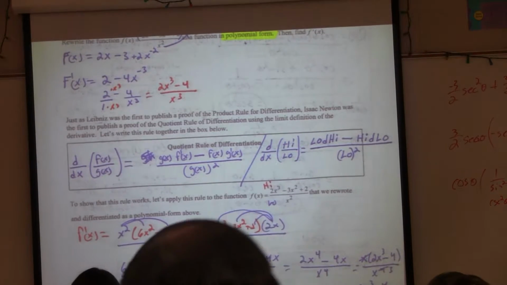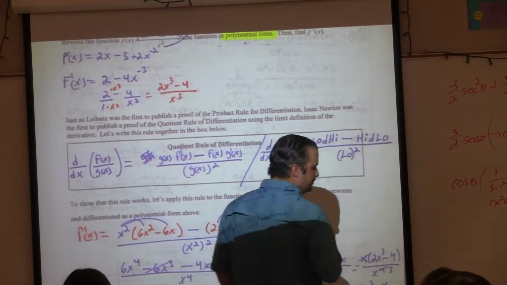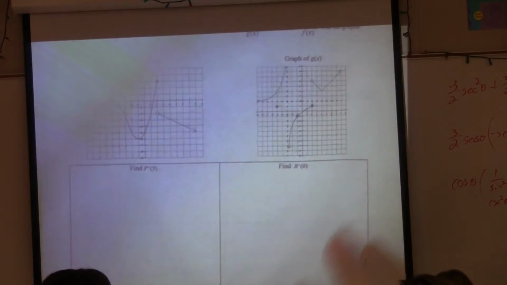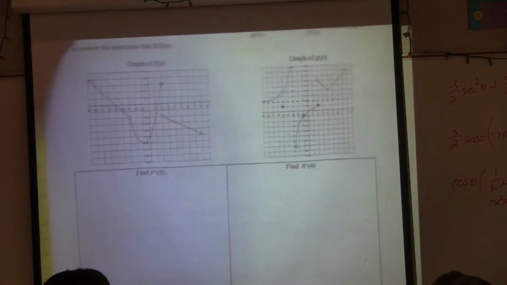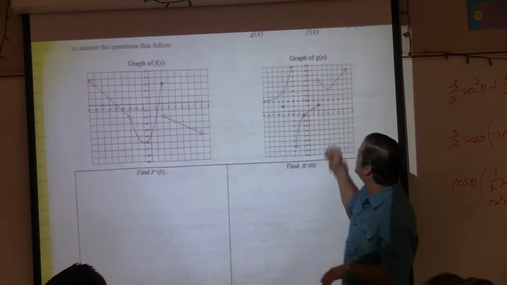We're going to continue with the notes here on the quotient rule. And we're going to do some other examples, some different interpretations of the quotient rule, and different ways that the problems could be asked. So for example, here, they're giving us two graphs. They're giving us the graph of f and the graph of g.